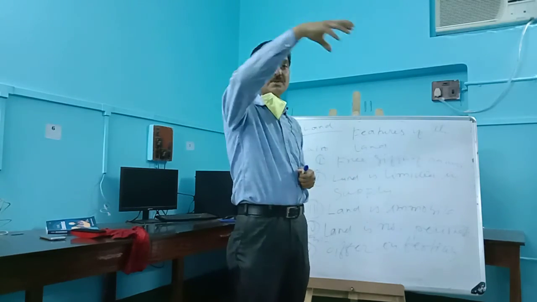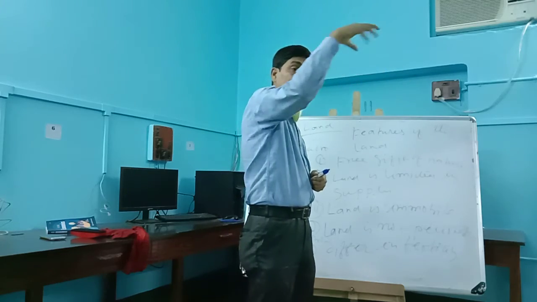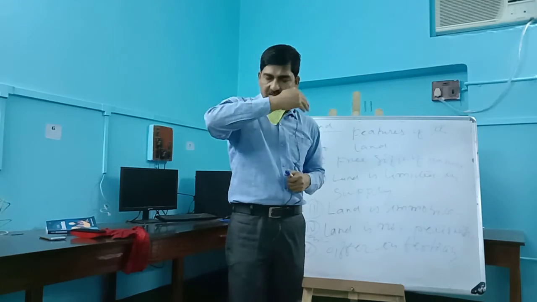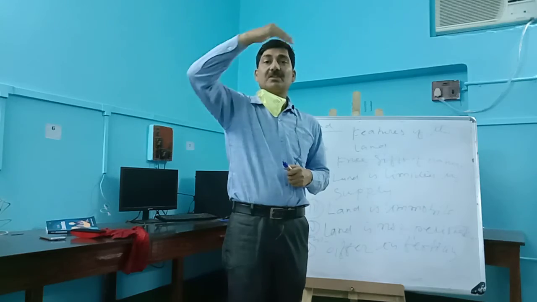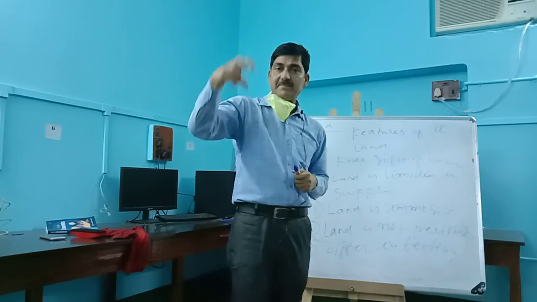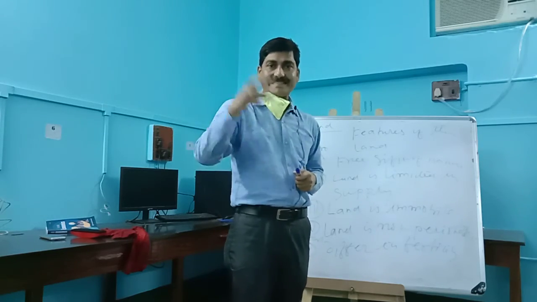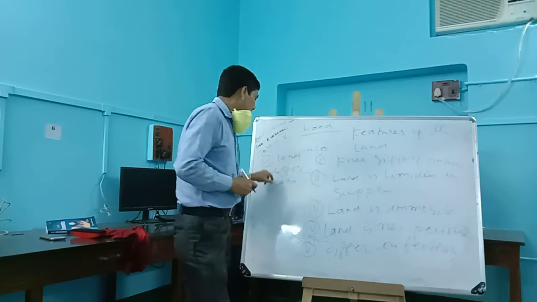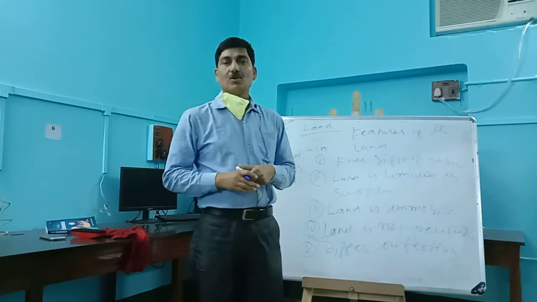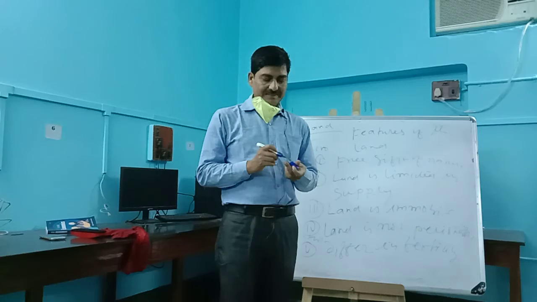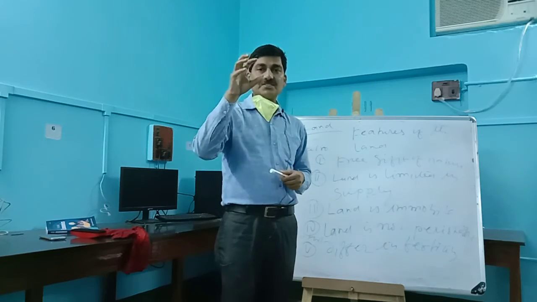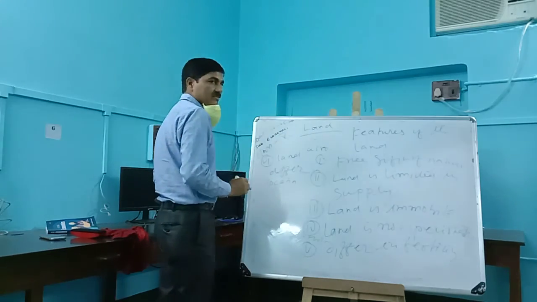The land which is near towns or cities or along national highways or railway lines commands a high price, a high value. In this sense, land differs in location also. So these are the characteristics, other important characteristics of the land.